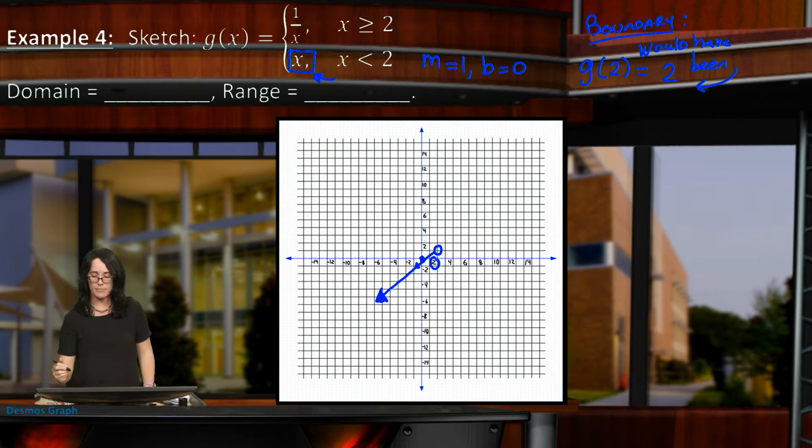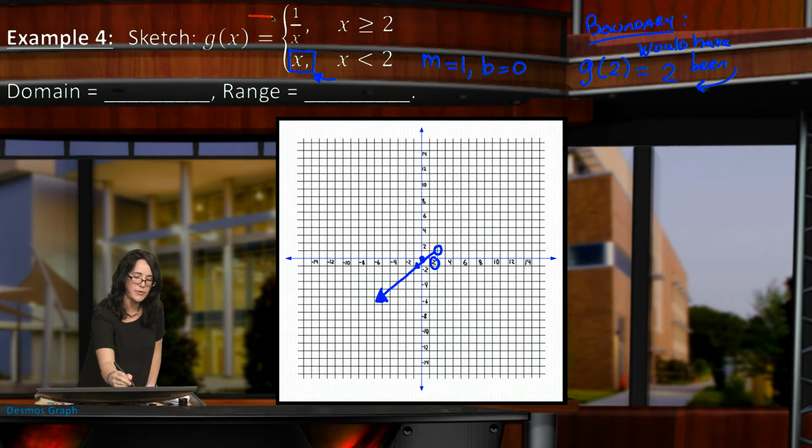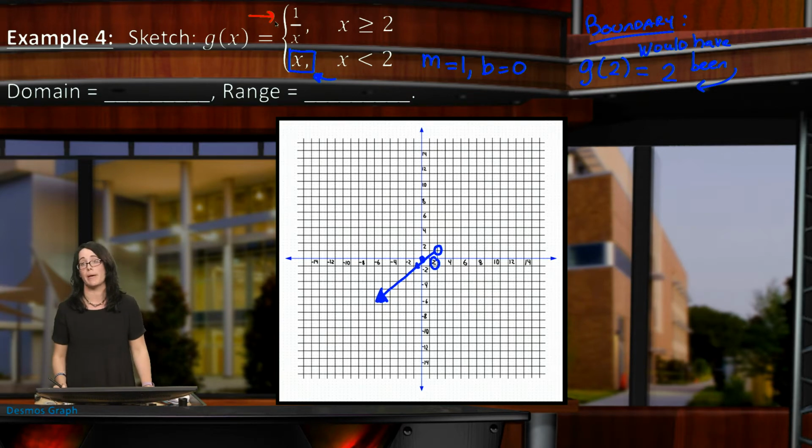Now the second piece is actually the one on top here. Let's switch to another color. How about red? For the second piece, this was another one of those basic functions that we needed to remember. And this one was called our reciprocal function. It's one of our special rational functions, which we will study further or review further in this class.